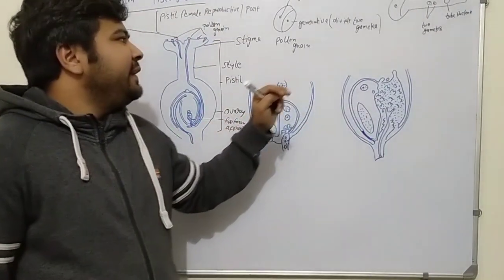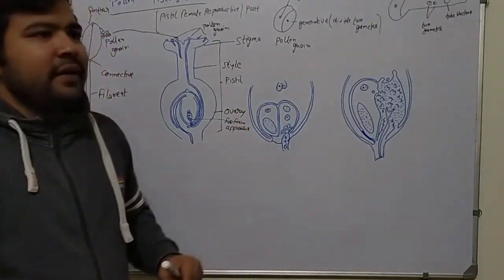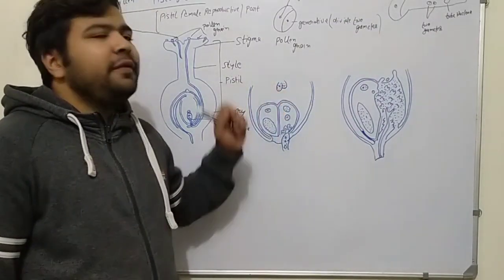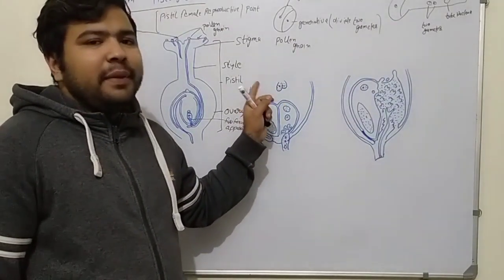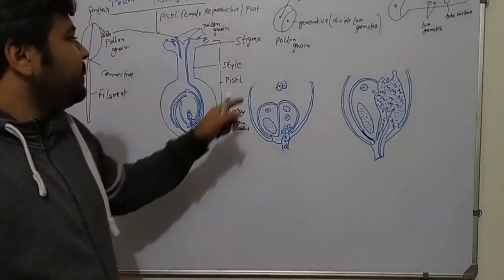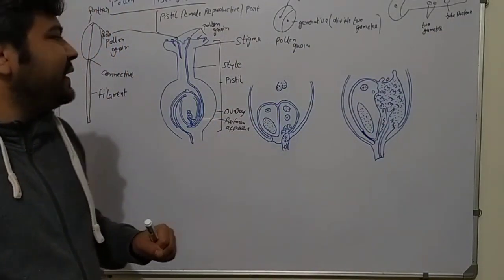And the second gamete interacts with the central cell, that is the polar nuclei, and these form the triple fusion, or primary endosperm nucleus. The primary endosperm nucleus stores the reserve food material in them.